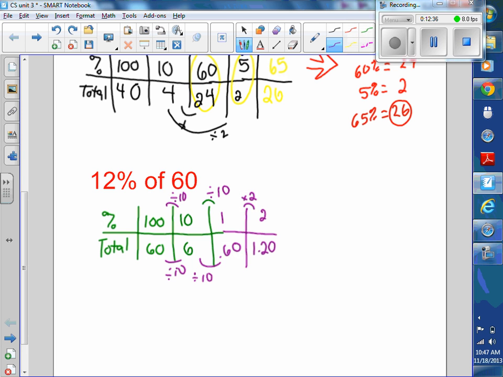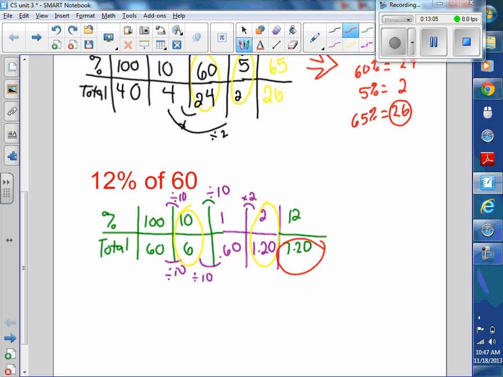Does that make sense? So then I've got 60, and I know 10% is 6, and I know 2% is $1.20, so then I could do 12%. And I would add my columns, it'd be $7.20 if it were money, or just 7.2 if it's a number, and that's your final answer. Make sense?